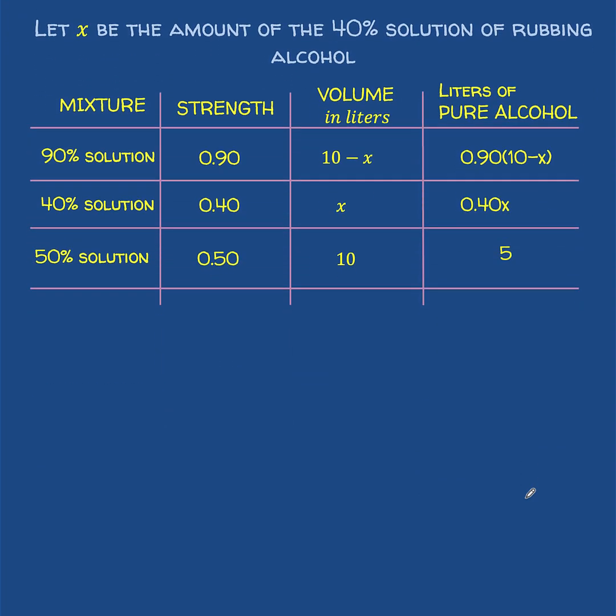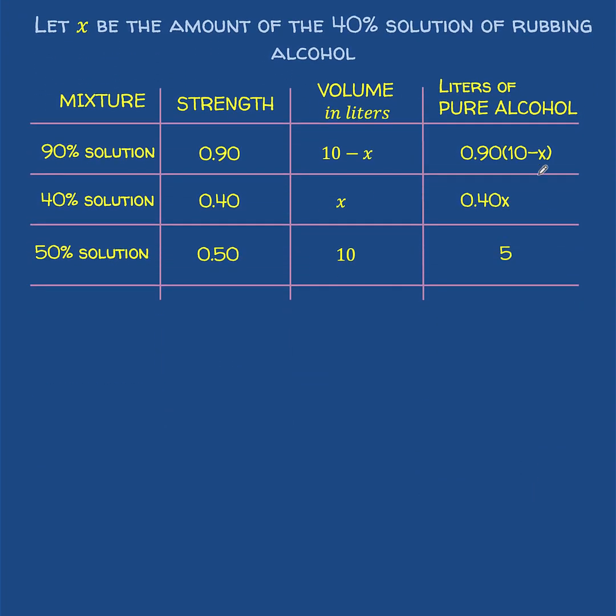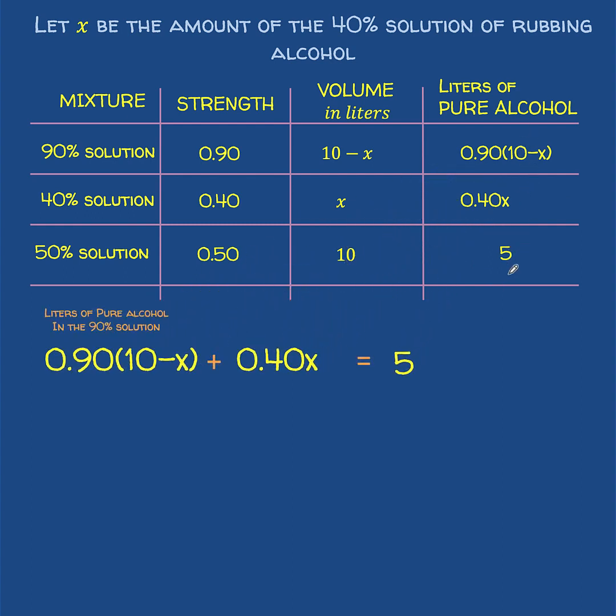Now the next step is we need to form an equation. The equation is coming from this last column because the liters of pure alcohol in the 90% solution plus the liters of pure alcohol in the 40% solution will give us the total number of liters of pure alcohol in the combined solution. So you add these two rows, and the result must be equal to 5. So again, this is the liters of pure alcohol in the 90% solution. This is the liters of pure alcohol in the 40% solution. When added, that gives us the liters of pure alcohol in the combined solution with a strength of 50% alcohol.